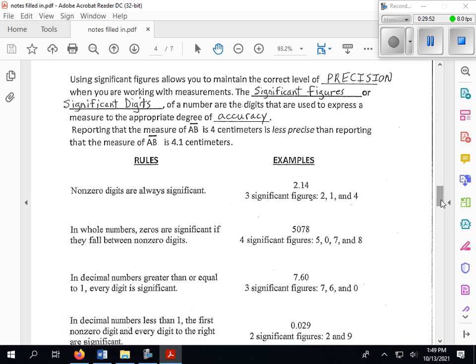Significant figures, or significant digits. You guys done this in science class yet? Significant figures? I know they do it in science class, but I don't know when. Fill in what you need to fill in on that.